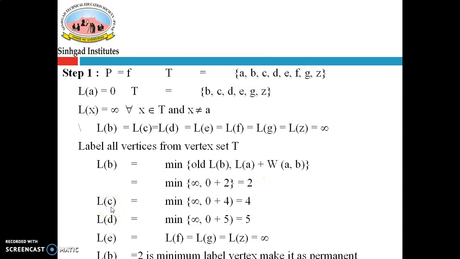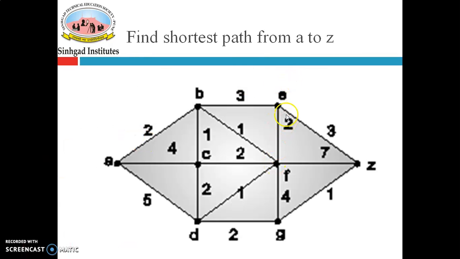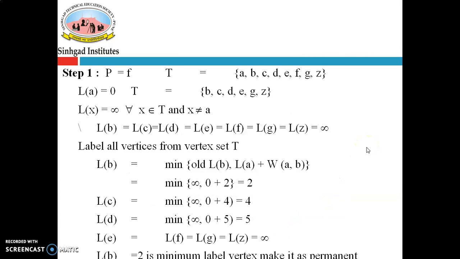Again in the same way we have to give the label to the S. So new label LC is equal to minimum from infinity comma 0 plus 4. So minimum is 4. In the same way LD will be 5. Then LE, LF, LG, LZ is infinity because there is no direct edge joining A to this vertex E, G, Z. So its label will be infinity.